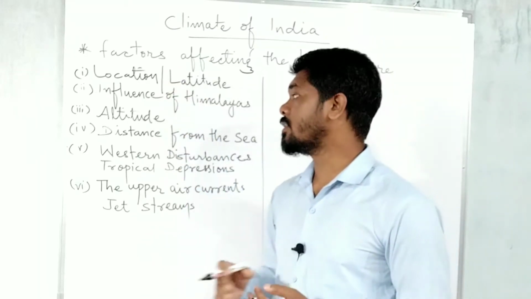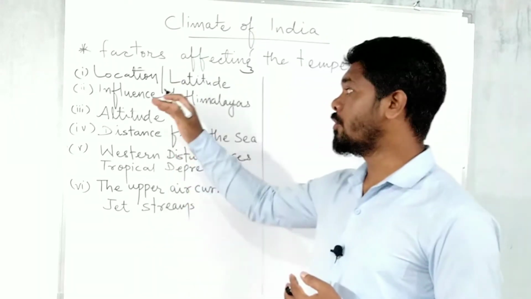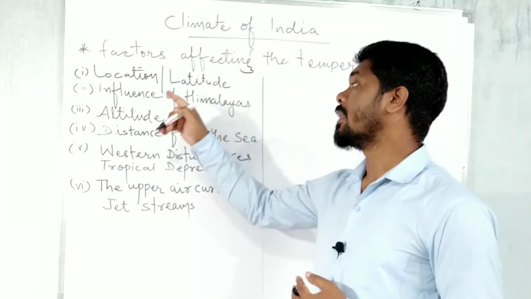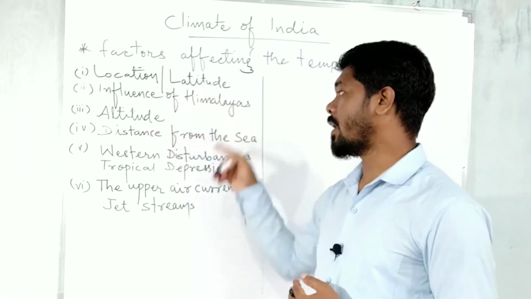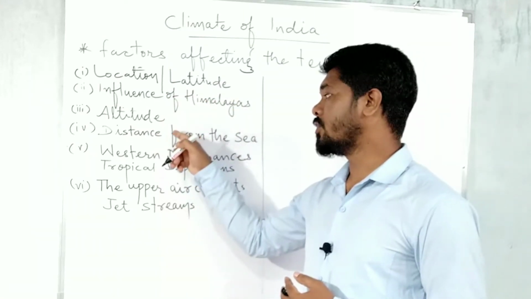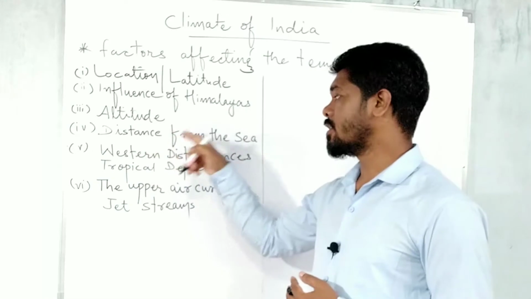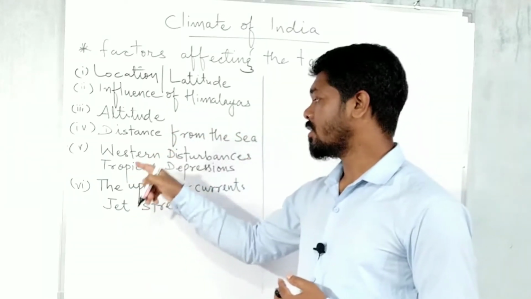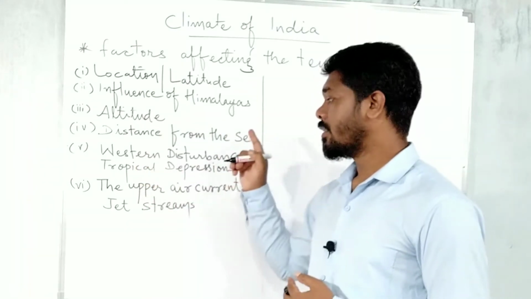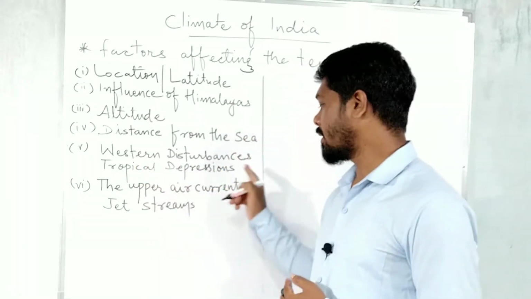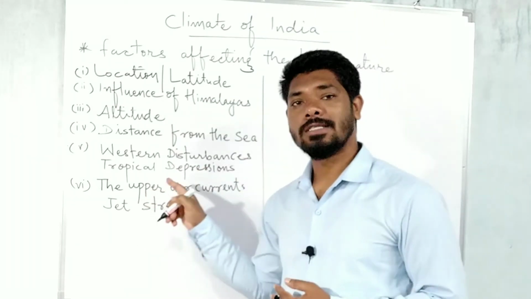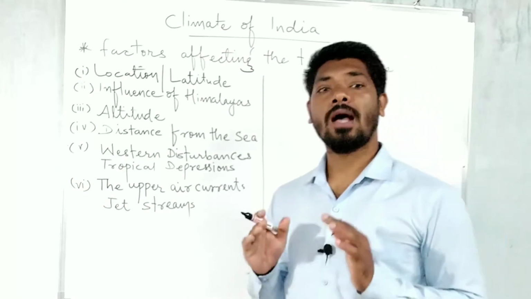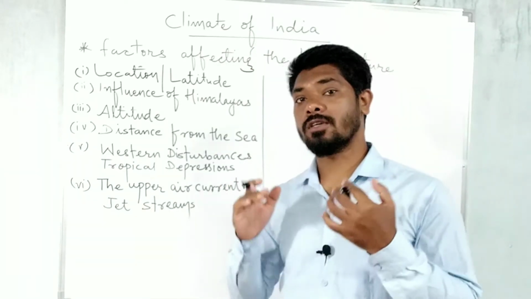So these are the points that we need to discuss. The first one is location, or it is also known as latitude, right? The second one is influence of Himalayas. Third one is altitude. Fourth one is distance from the sea. Fifth one is western disturbances and tropical depressions. The sixth one is upper air currents, or jet streams. So let's discuss these factors one by one, and how they affect the temperature of India.